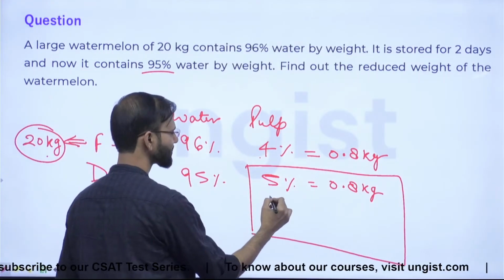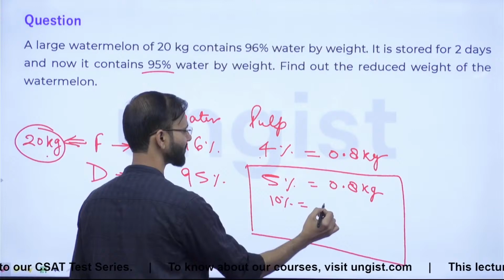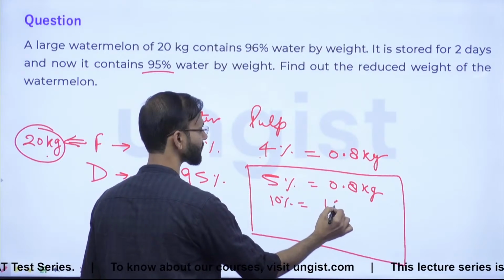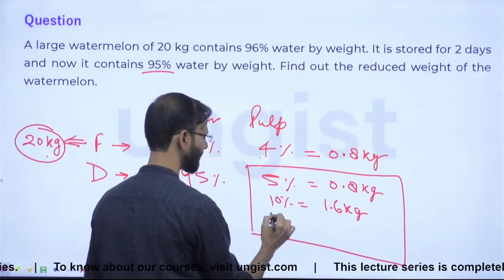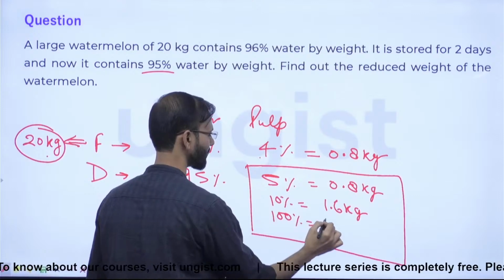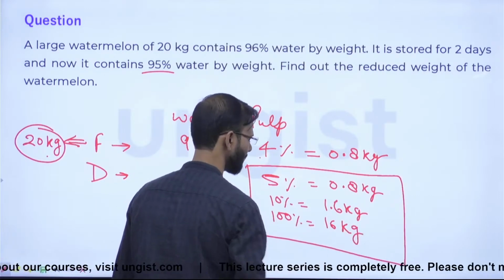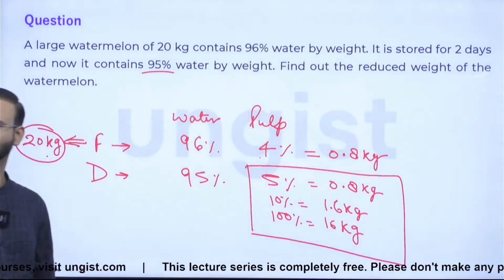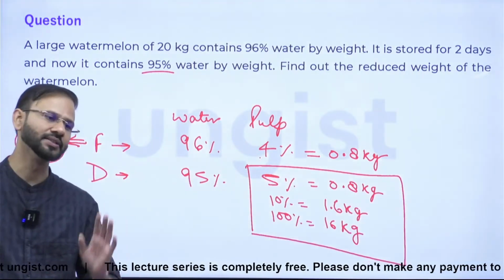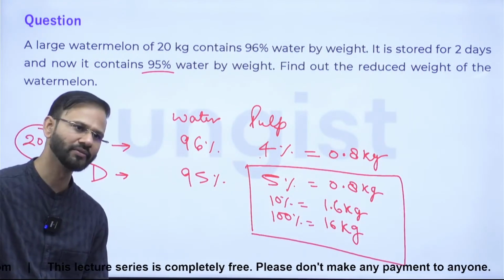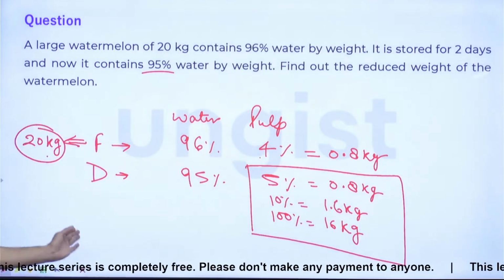So 5% means just think about 10%, double of this will be 16, 1.6. So 100% will be what? 16. So guys, in dried stage, the weight reduced to 16 kg. Clear everybody now? Any doubt, friends?